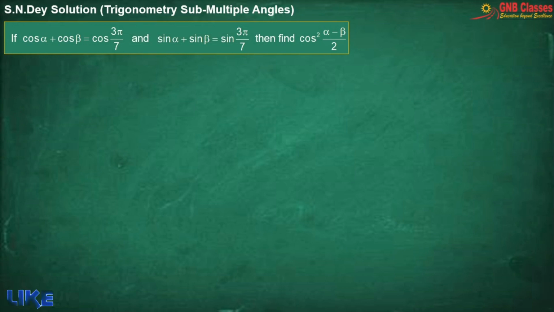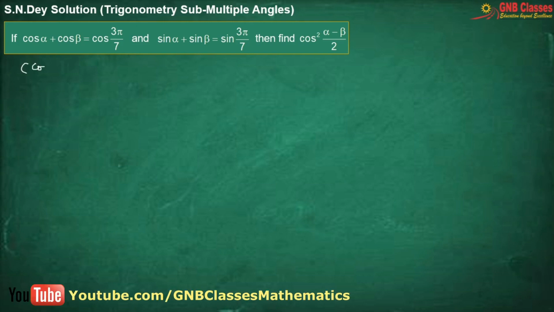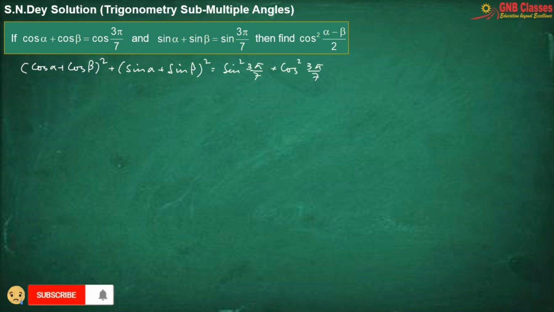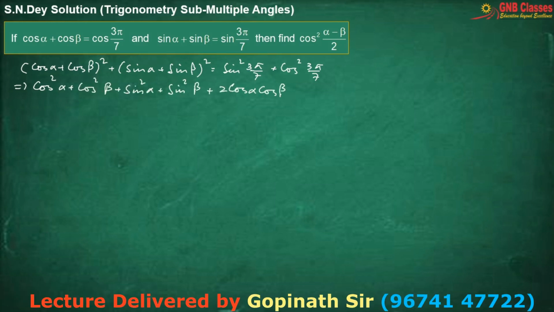Now in this problem, from the given conditions, we are squaring both sides and adding the corresponding sides. On the left hand side, we are opening the brackets, and on the right hand side, we are getting 1. So on the left hand side, we have sine square alpha plus cos square alpha is 1, and cos square beta plus sine square beta is again 1. So we are having 2 plus 2.